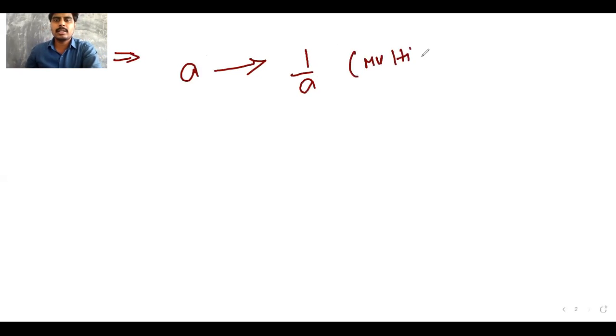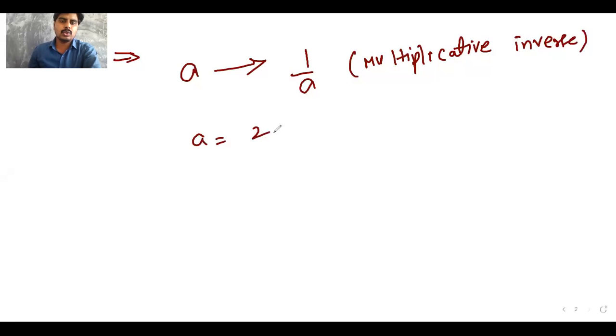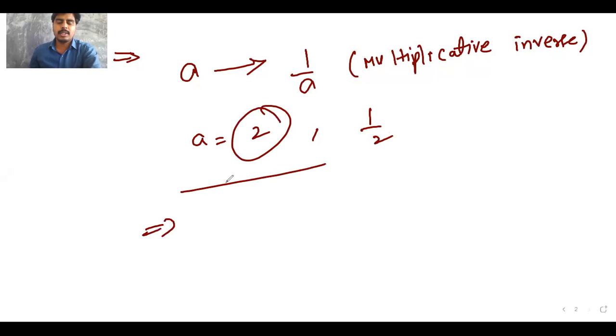Okay, suppose if you take a rational number a, 1 by a is the multiplicative inverse. I explained very clearly in the previous classes. Suppose if you take a is equals to 2, what is the multiplicative inverse of this 2? 1 by 2. Okay, this is for multiplication.